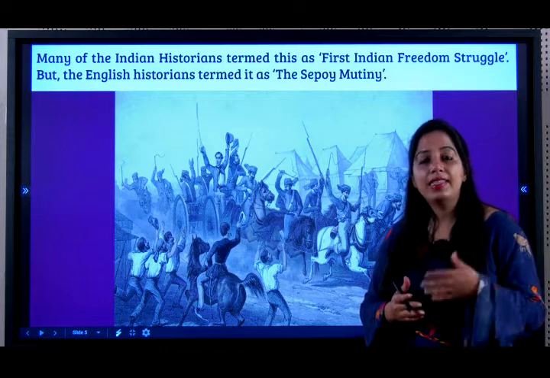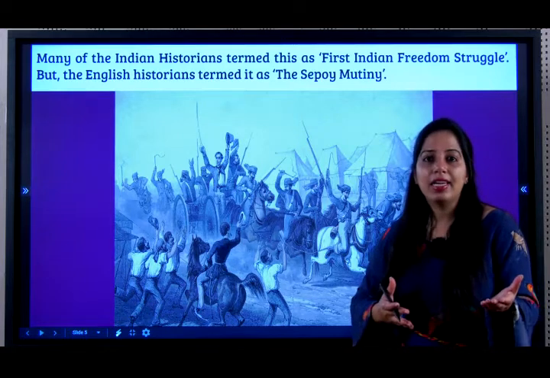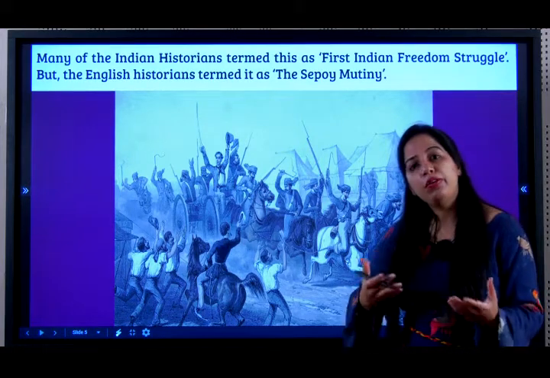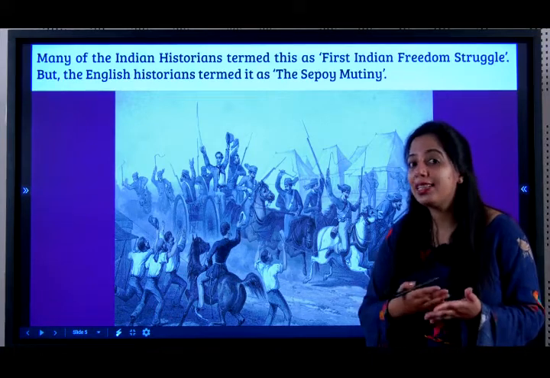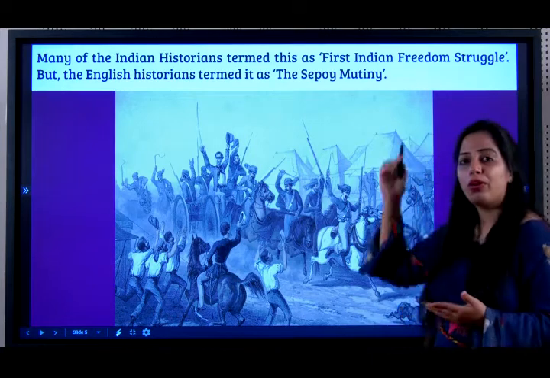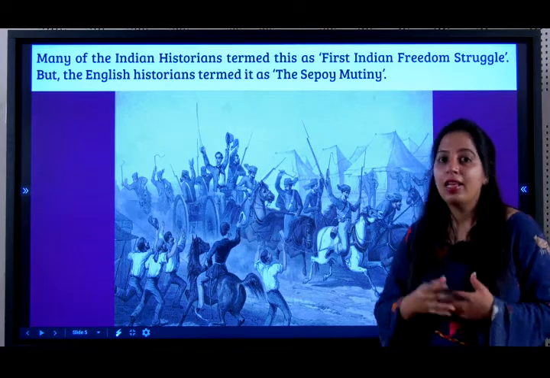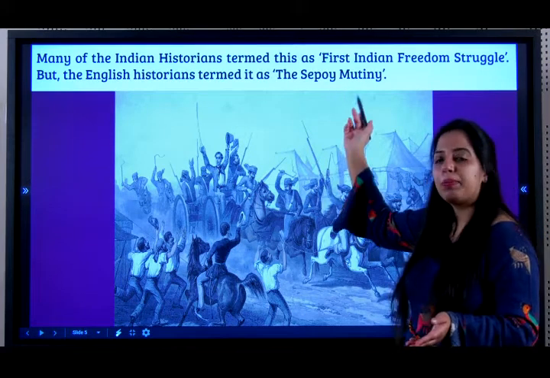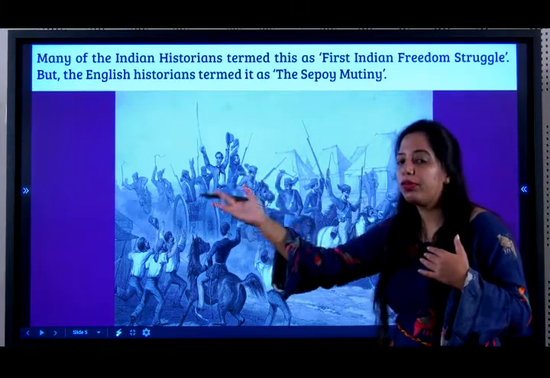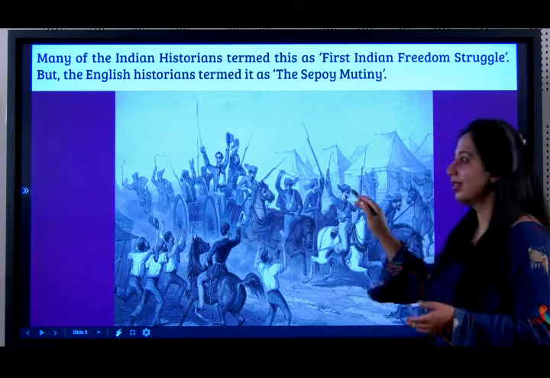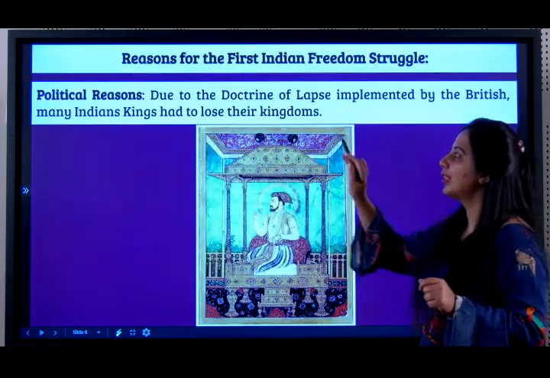Okay, a very easy way to remember: we are studying history from the point of view of Indian historians. So, in your textbook, the name is the First War of Indian Independence. So, the opposite is the Sepoy Mutiny, which is from the point of view of British historians. Easy way to remember for your exam.